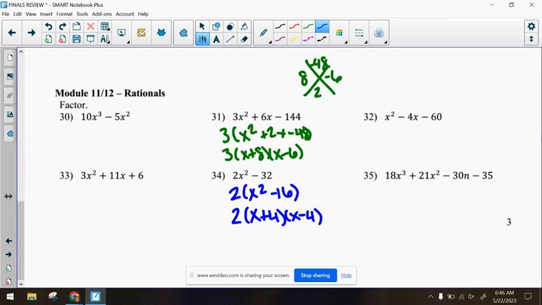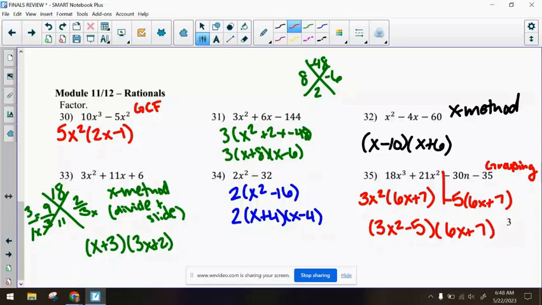So that's our answer for that one. At this point, I would go ahead and pause the video, try the remaining factoring ones, and then resume to check your work. So here are the remaining answers for the additional factoring problems. I went ahead as well and labeled each one with the method that you would use.